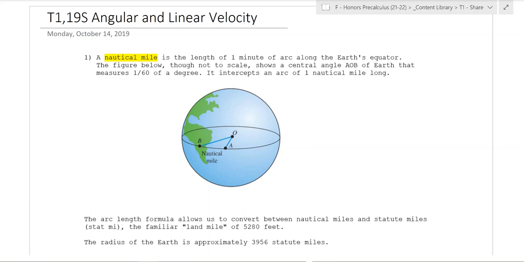Today we're going to talk about angular and linear velocity. The first term we need to understand is the idea of a nautical mile, and this is the length of 1 minute of arc along the Earth's equator. Remember that 1 degree equals 60 minutes.